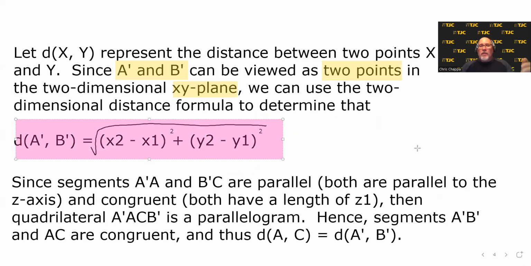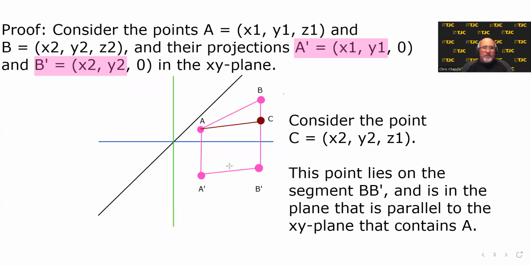All right, cool. But how does that help us? Well, go back to the picture for a second. Notice that this segment, A prime, B prime, and this segment, AC, look like they ought to have the same length. Now, when you're proving something, you can't just say, well, it looks like that.